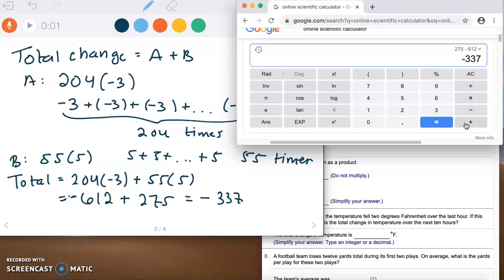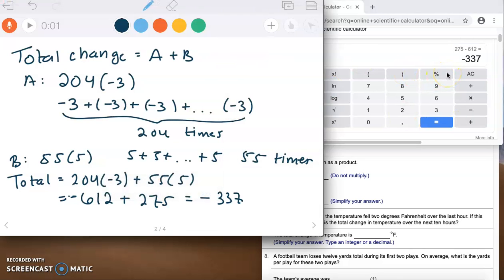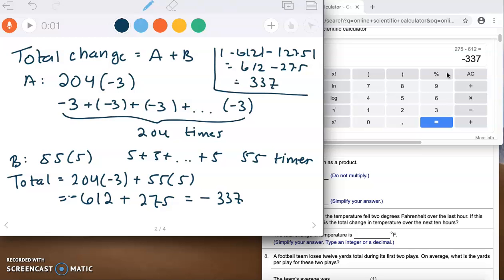Now remember, if you didn't know how to do that on a calculator, you could always do your absolute value rule. So, just the side work, let's do it up here real quick. We would say the absolute value of the bigger number minus the absolute value of the smaller number, which equals 612 minus 275. And when you subtract that, you're going to get 337. And since this is a negative number, we know that this is negative.